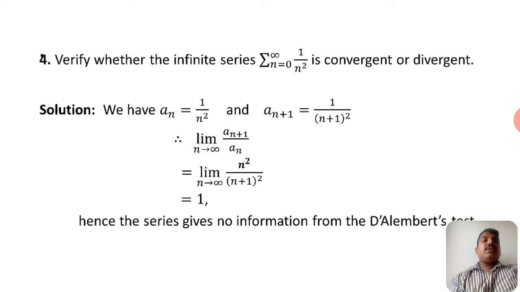Therefore, limit of a_(n+1) divided by a_n as n tends to infinity. Again, we are substituting and simplifying, which is equal to limit of n square divided by (n plus 1) whole square, and simplifying, we will get 1. Yes, the series gives no information from the D'Alembert's ratio test.